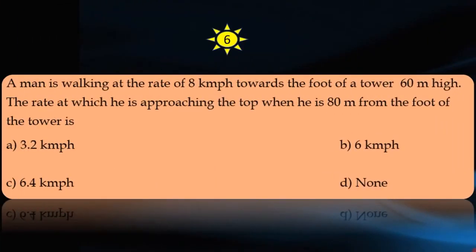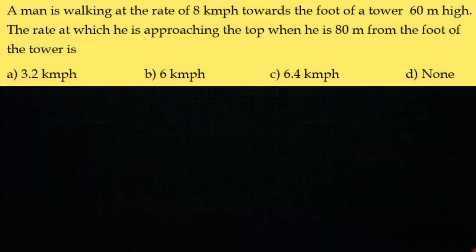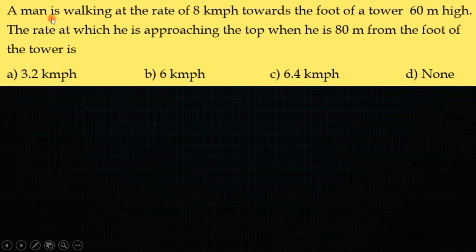Dear students, see the question number 6. Read the question and write it. The question is, a man is walking at the rate of 8 km per hour towards the foot of a tower 60 meters high. The rate at which he is approaching the top when he is 80 meters from the foot of the tower is, options are 3.2 km per hour, 6 km per hour, 6.4 km per hour, none.